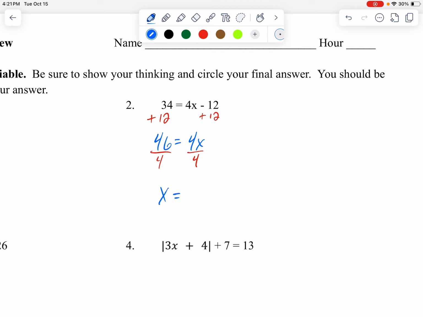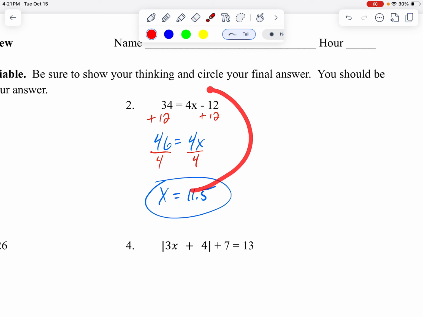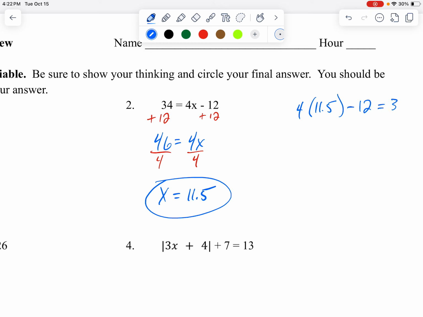So x equals 11.5. And remember, you can always check your work by plugging that answer back in. So in other words, since I'm saying x is 11.5, I could just do 4 times 11.5 minus 12, and I should get 34. So that's how we check our work.